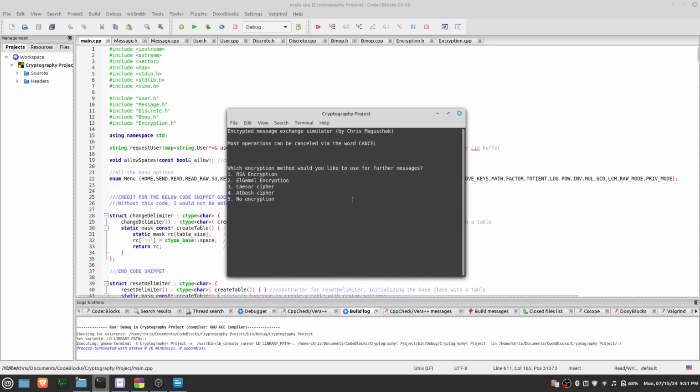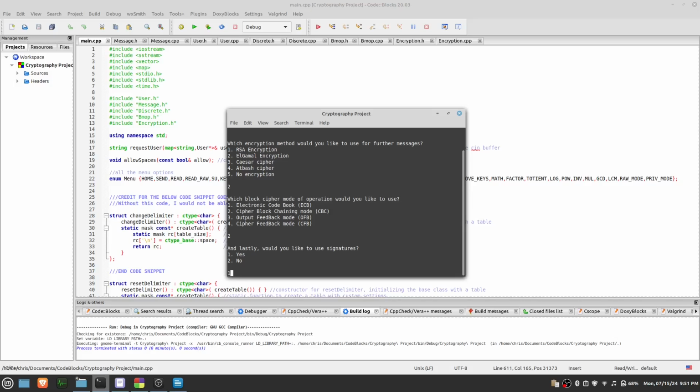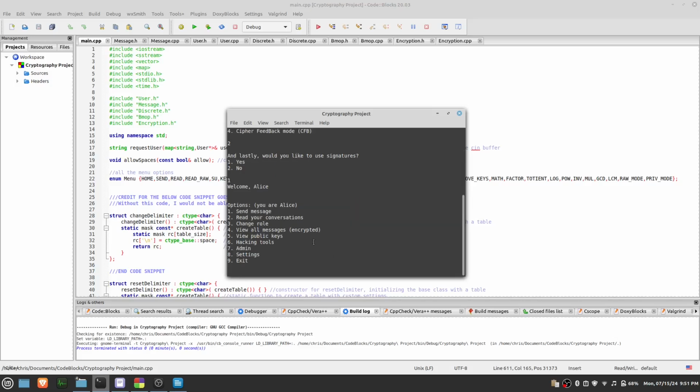So now let's showcase a few more things. Let's show the ElGamal encryption. Let's show how that's done. Which block cipher mode of operation? Let's do CBC again. And lastly, would you like to use signatures? Absolutely. I am Alice. Let's send a message to Bob saying, hi again. We'll switch roles to Bob. Read conversations with Alice. Yeah.